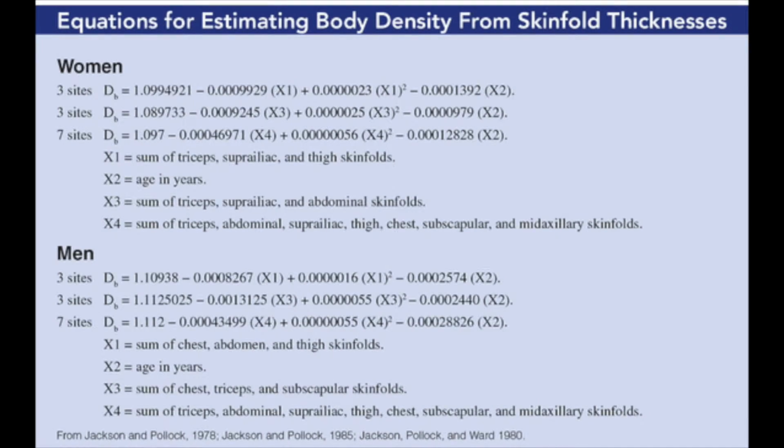In this table are the equations to calculate body density in both men and women. We will be using the 7-site calculation. Next, plug in X4 since it contains the 7 skin fold sites measured. Just plug it in the parentheses and calculate to get body density.